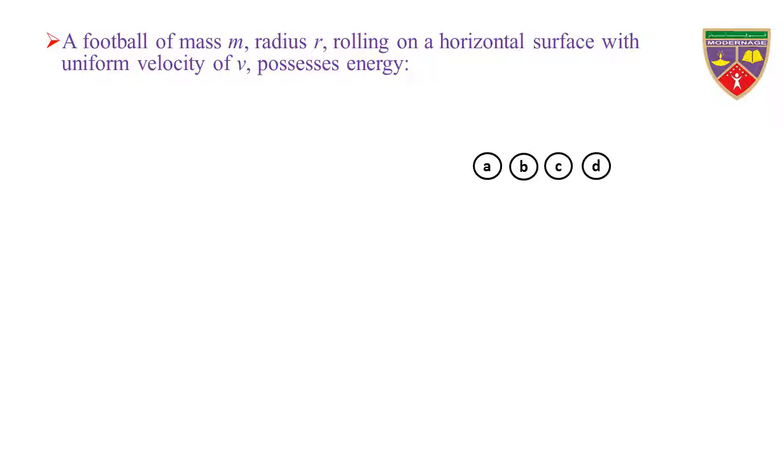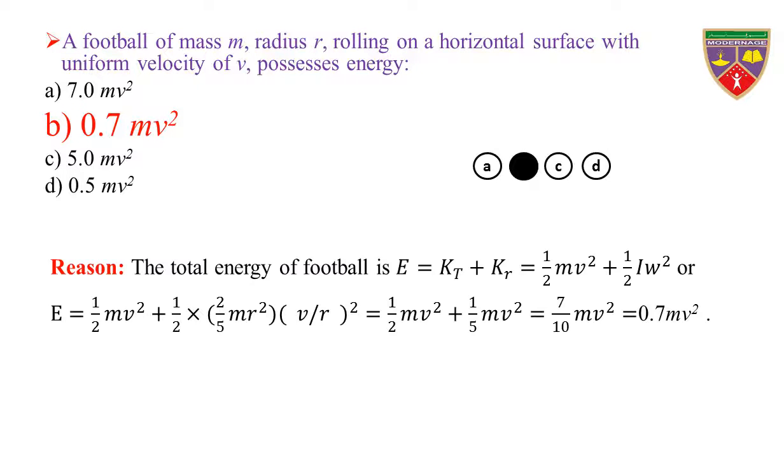A football of mass m, radius r, rolling on a horizontal surface with uniform velocity v possesses energy: option A, 7.0 mv²; option B, 0.7 mv²; option C, 5.0 mv²; option D, 0.5 mv². The key is 0.7 mv². Therefore, the correct option is B.